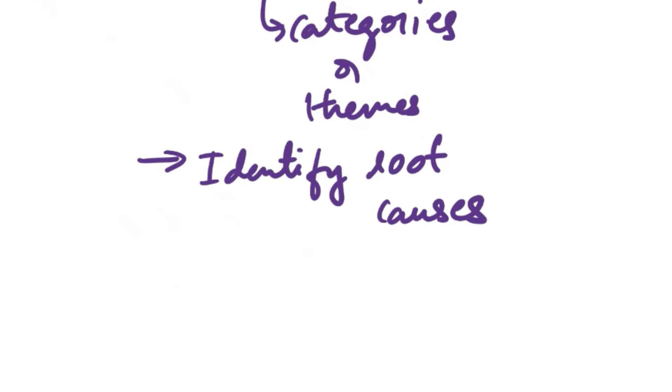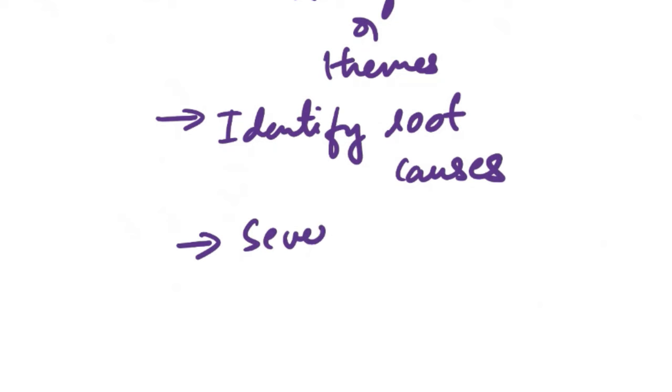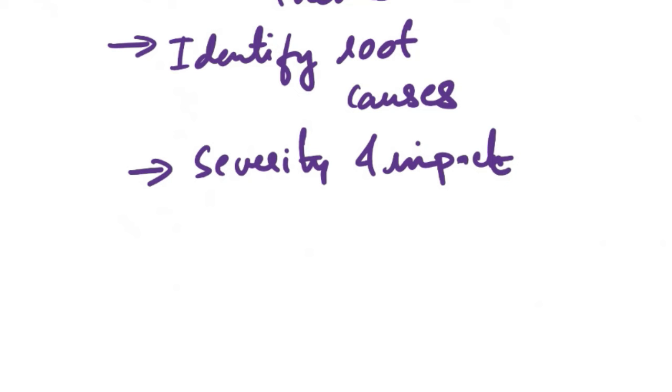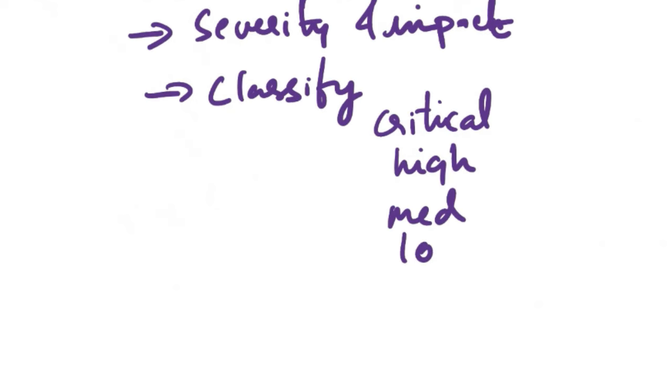Consider factors such as inadequate controls, process gaps, human error, technical failures, or systematic issues that contribute to the identified findings. And then you evaluate the severity and impact of each finding based on factors such as likelihood, magnitude, and potential consequences. Then you classify findings into categories such as critical, high, medium, and low severity based on their significance and potential impact on the organization.